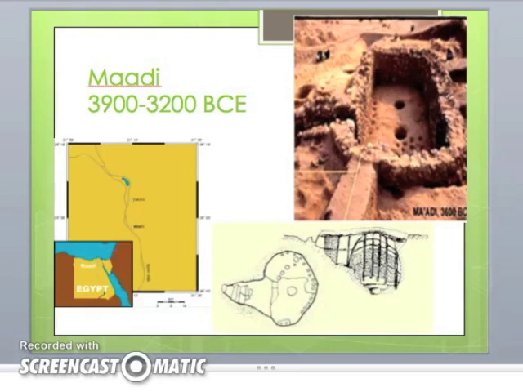So we'll start with the site of Merimde. And Merimde is of about 3900 to 3200 in date, so it's firmly in the Chalcolithic period.